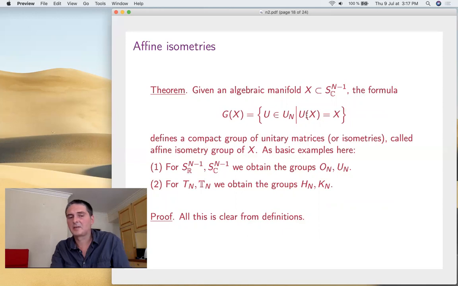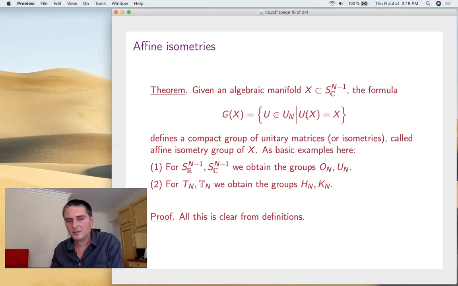Let's say everything is inside the sphere, so we just take a manifold or even a compact space, or not even compact, just a subspace of the sphere. The isometries which keep it invariant form a group, of course. For the spheres, you get the orthogonal and unitary groups. And for the cube and torus, you get Hn, Kn, right?